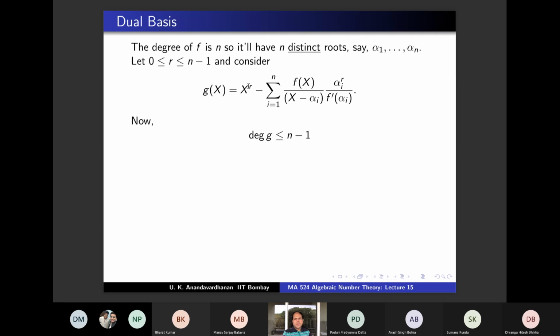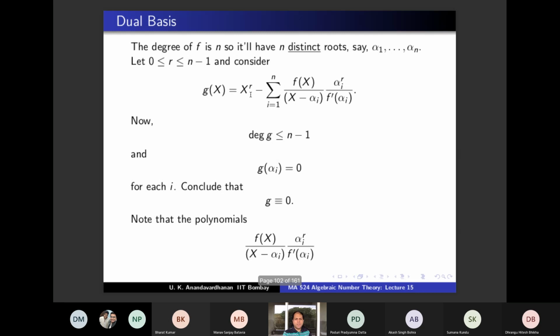Right? So the conclusion is g of alpha is 0 for each alpha i. So what can you say about g? Degree is less than or equal to n minus 1 and it has n distinct roots. So g is identically 0. Okay, so g is identically 0 and therefore you have got a nice expression. This summation is nothing but x power r. Okay, keep that in mind.